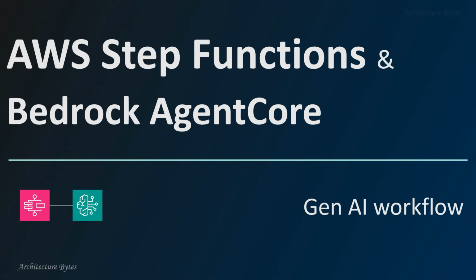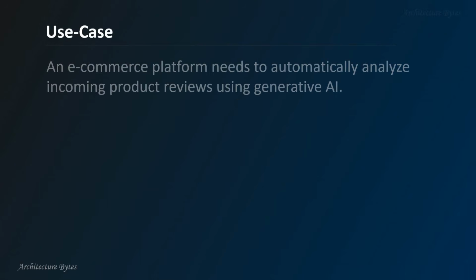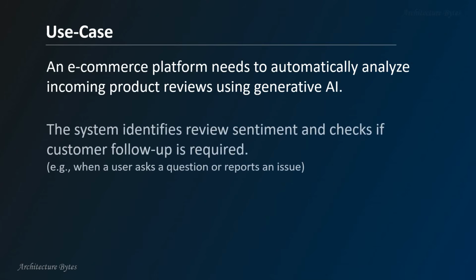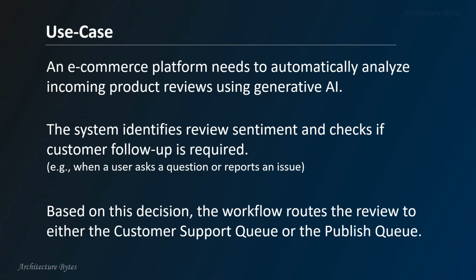Generative AI workflows using AWS Step Functions and Bedrock AgentCore. Use case: an e-commerce platform needs to automatically analyze incoming product reviews using generative AI. The system identifies review sentiment and checks if customer follow-up is required. Based on this decision, the workflow routes the review to either the customer support queue or publish queue.